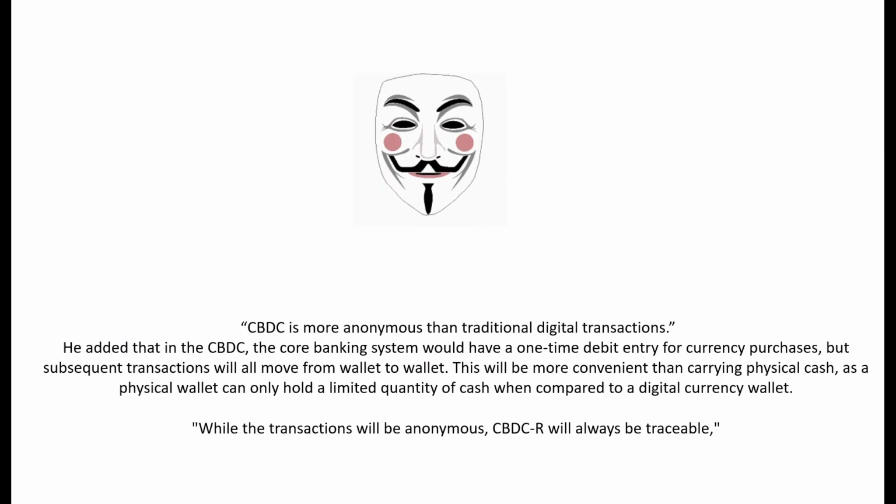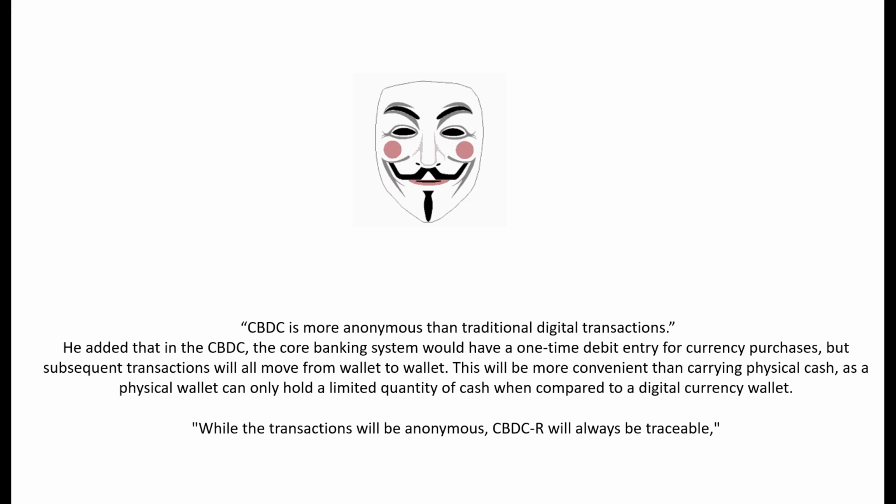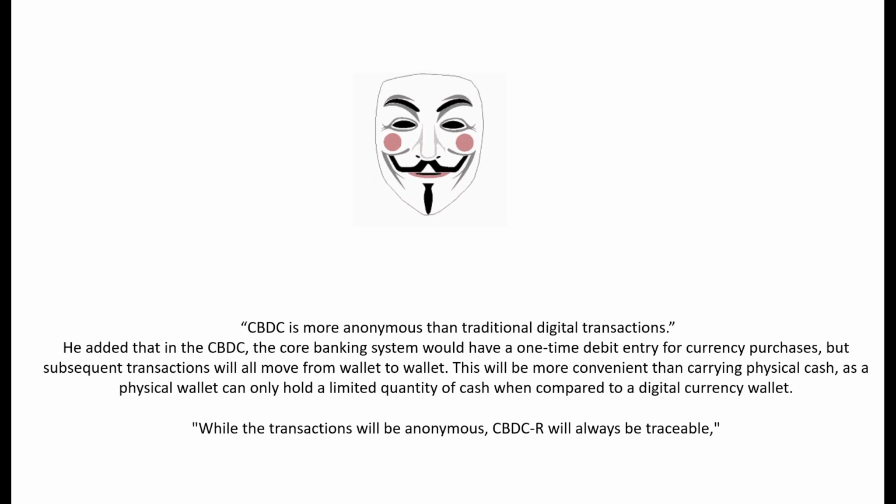There is also an added advantage in central bank digital currency. It is more anonymous than traditional digital transactions. In UPI, all transactions are traceable, whereas in CBDC transactions, only the first transaction will be registered, and afterwards there will be transactions from wallet to wallet.